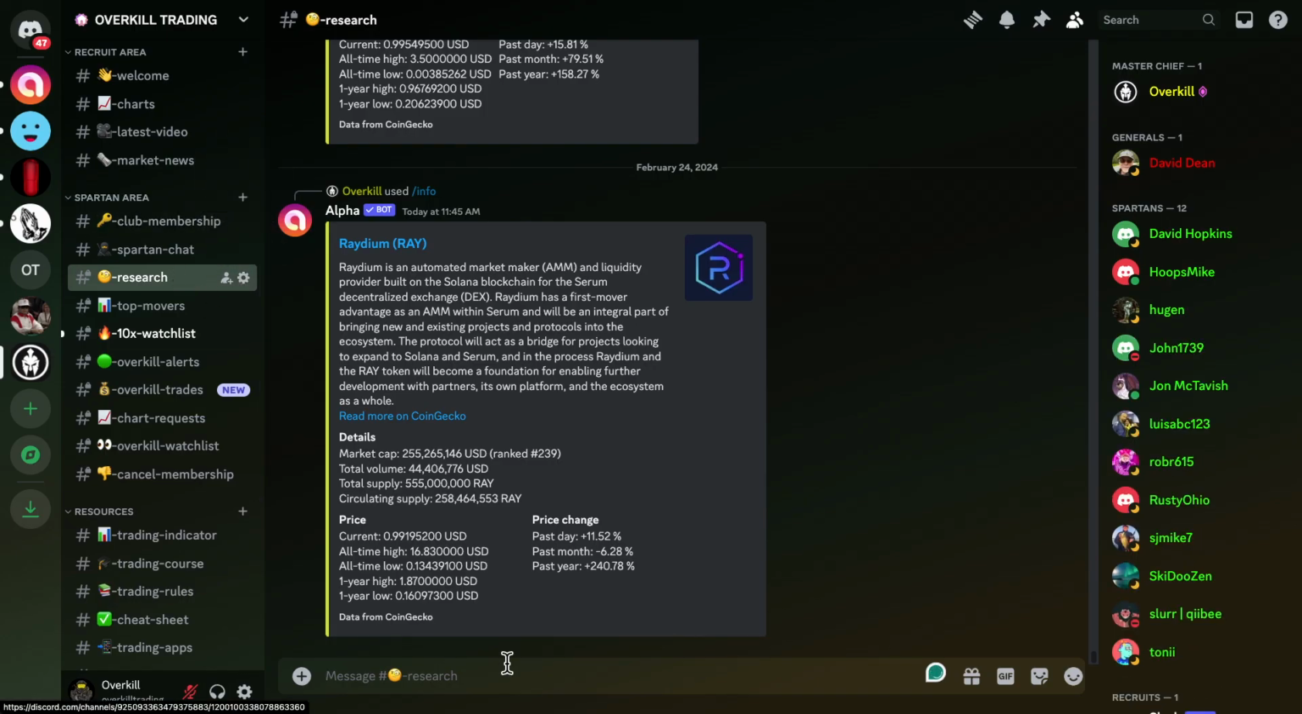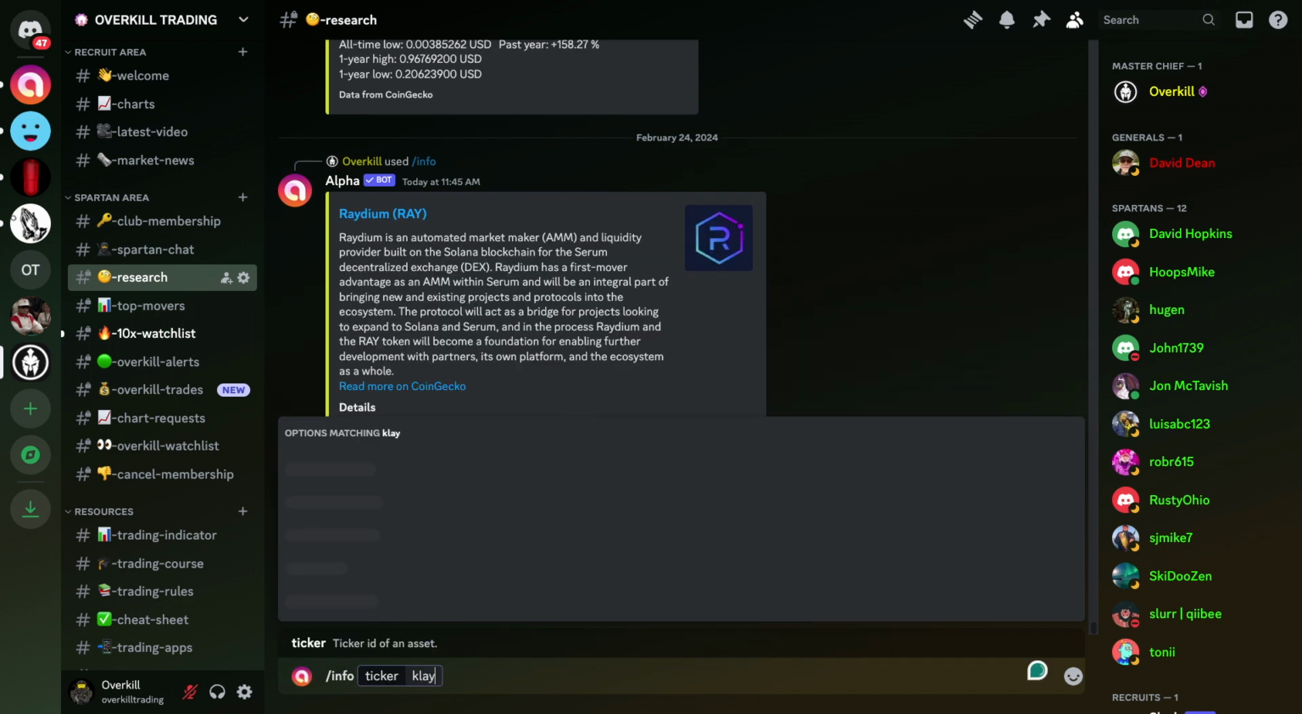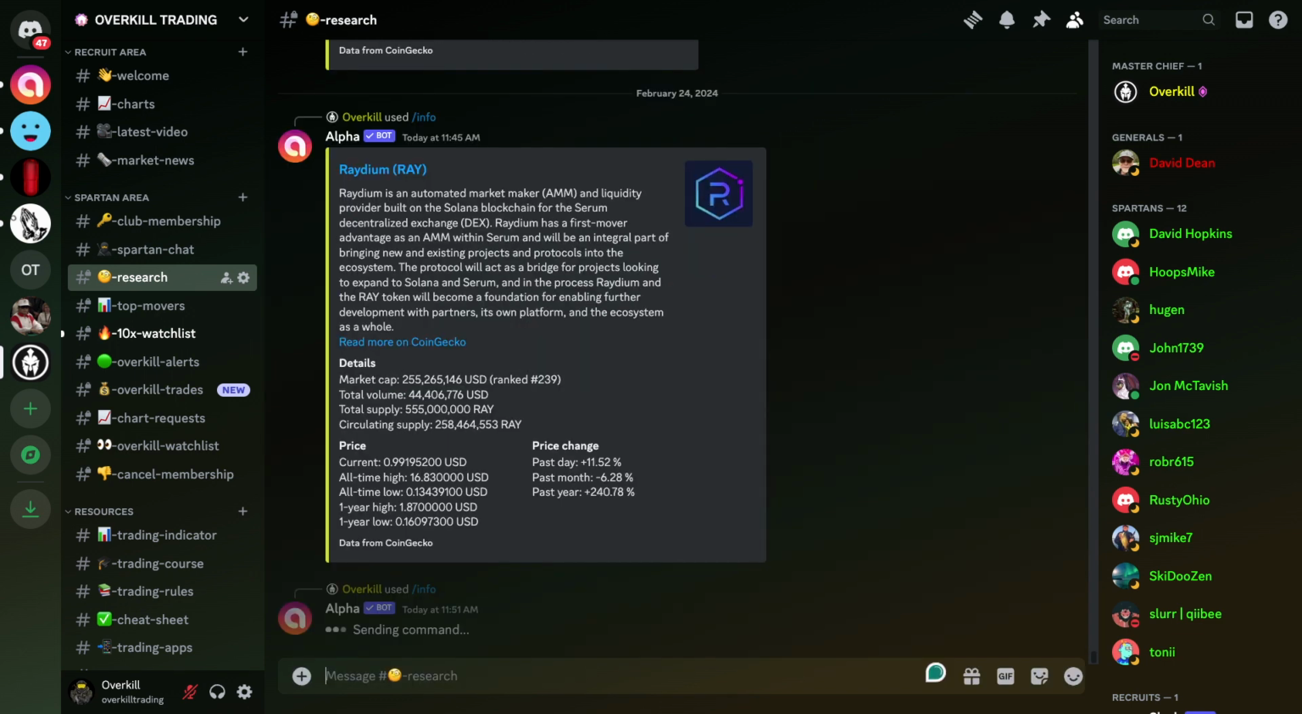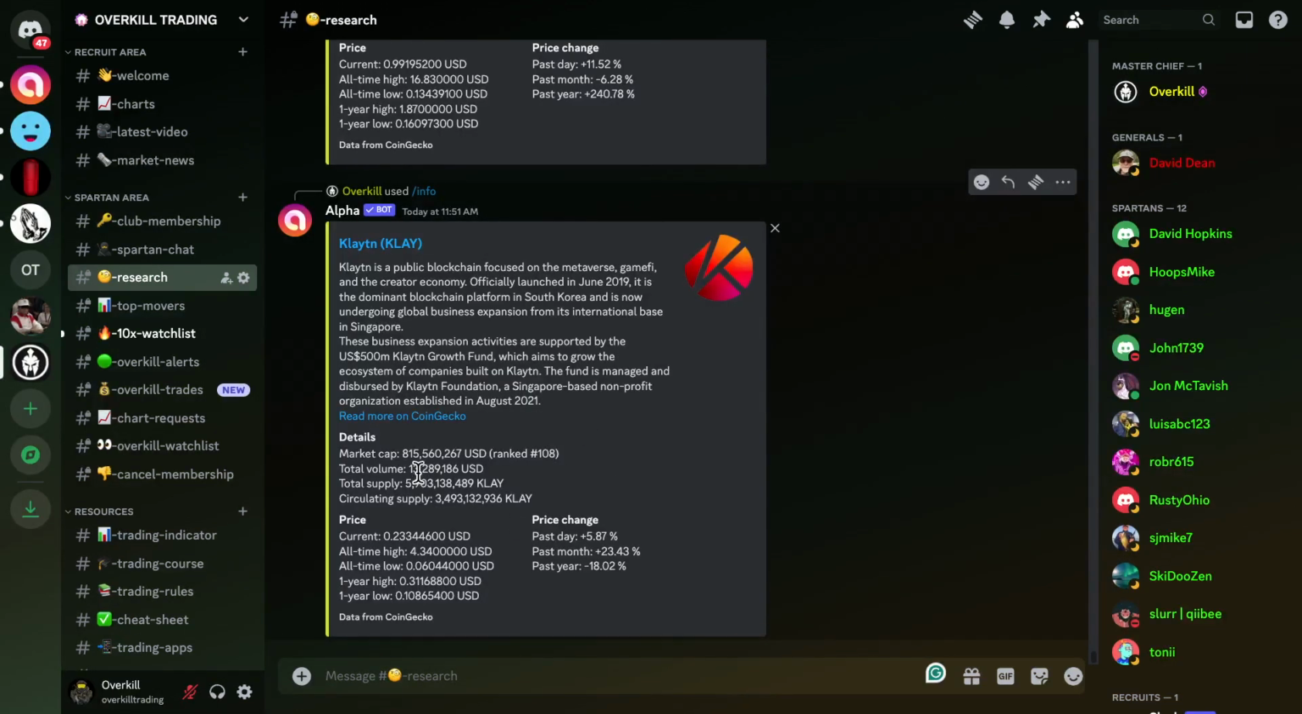I forget the market cap of this one. Yeah, less than $1 billion, so that's pretty good. This one has something to do with the Bitcoin blockchain, I believe. I believe it's a project built on the Bitcoin blockchain. They're about the metaverse, GameFi, and the creator economy. It is the dominant blockchain platform in South Korea and is undergoing global business expansion from its international base in Singapore. Singapore is in China, if I'm not mistaken.